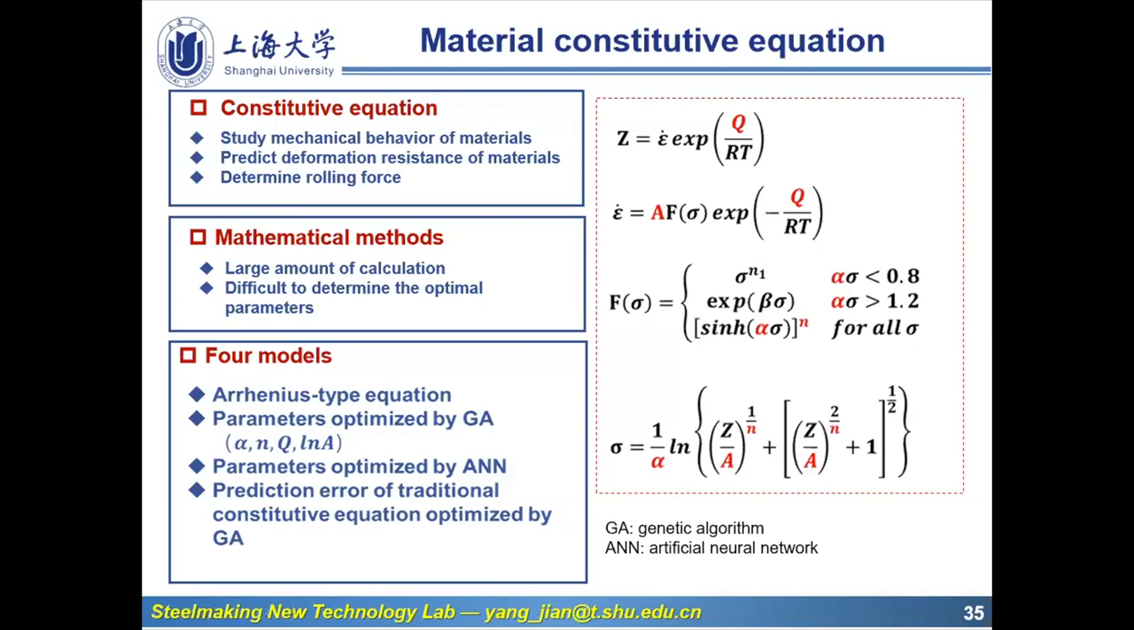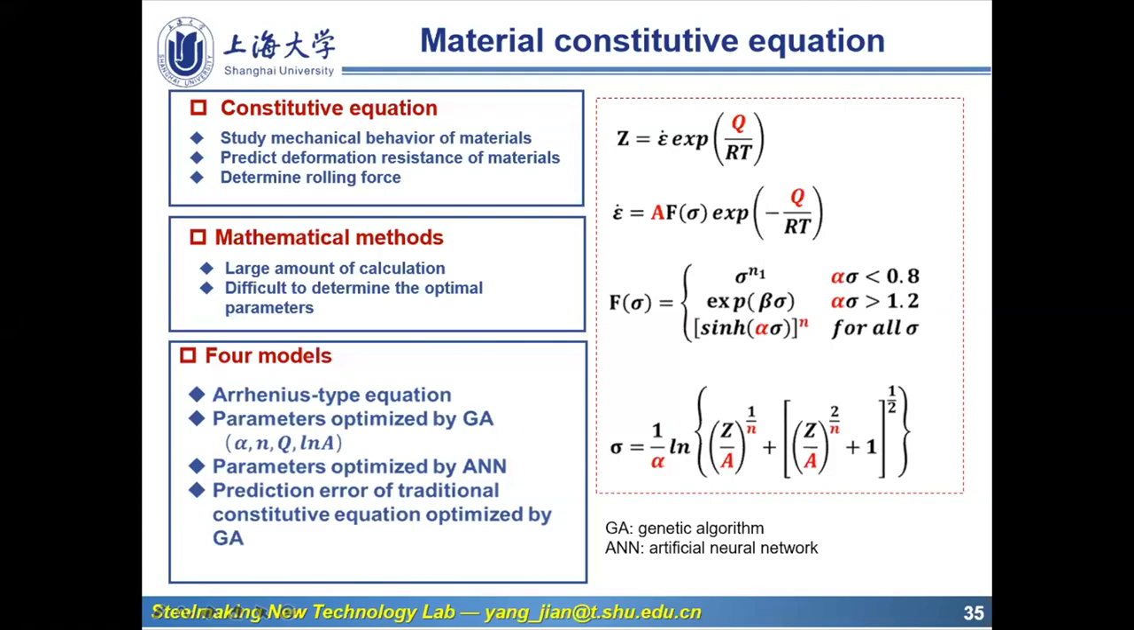In this study, we use four models. The first one is the Arrhenius type equation. The second one is the parameters optimized by the genetic algorithm. The third one is the parameters optimized by the artificial neural network. And the fourth one is the prediction error of the traditional constitutive equation optimized by the genetic algorithm.